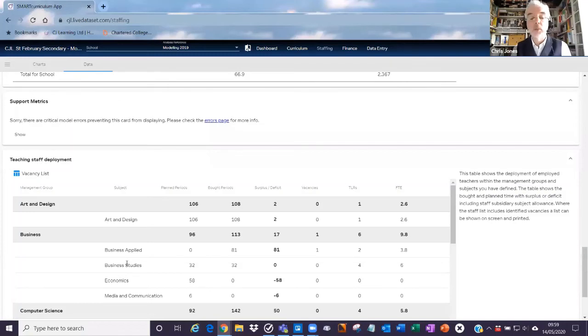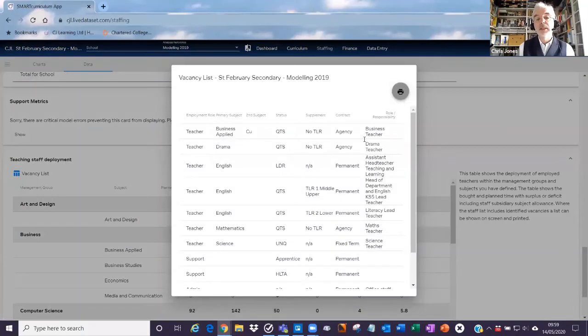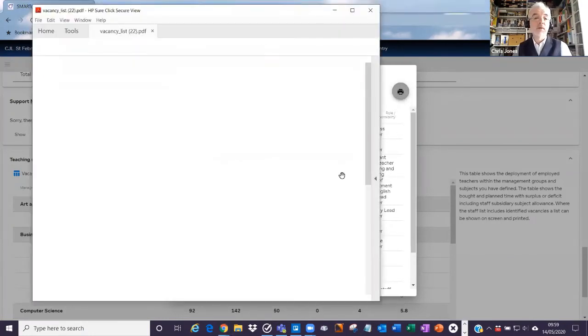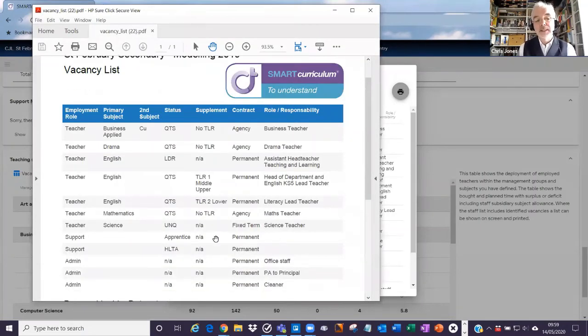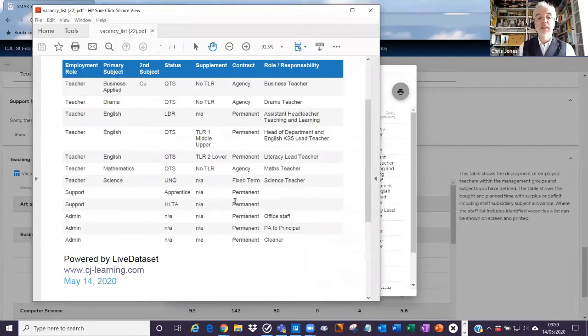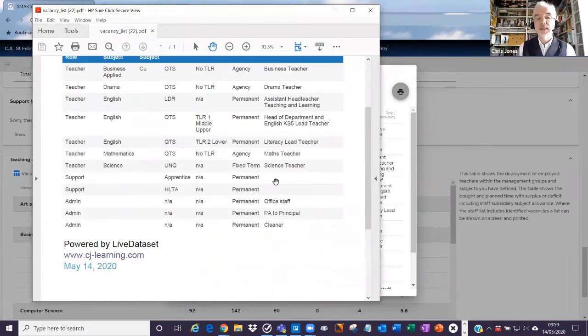That's not uncommon in terms of what we see. We've also provided the means to have your vacancy list, and then you can print that list, which enables you to share that with HR, finance, and leaders of the school. But obviously this data is only as good as what is entered on the data table. So this needs to be accurate.